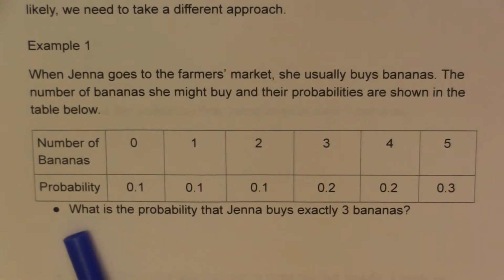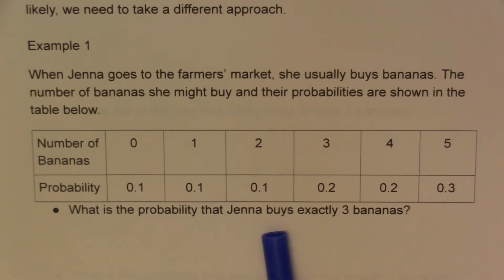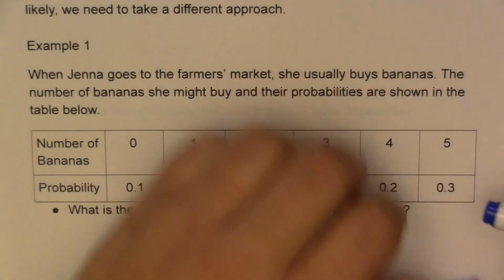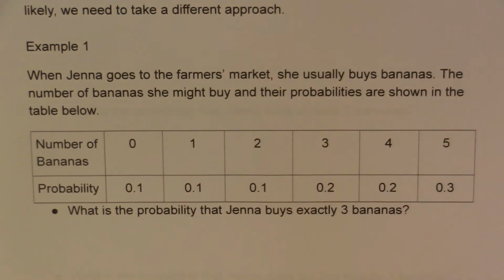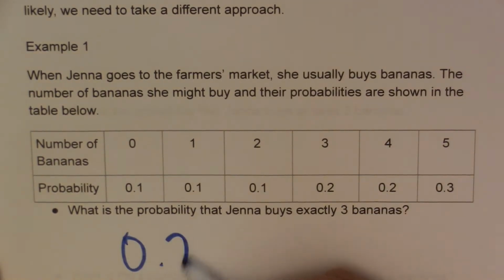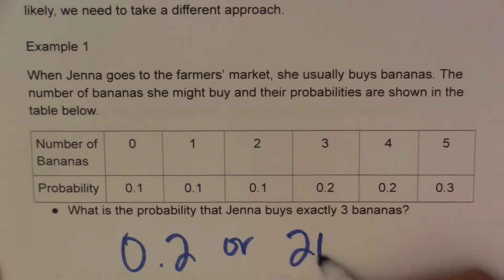So our first question says, what is the probability that Jenna buys exactly 3 bananas? So if we look at our table and go to 3 bananas, the probability that she will buy 3 bananas is 0.2, or you could write that as 20%.